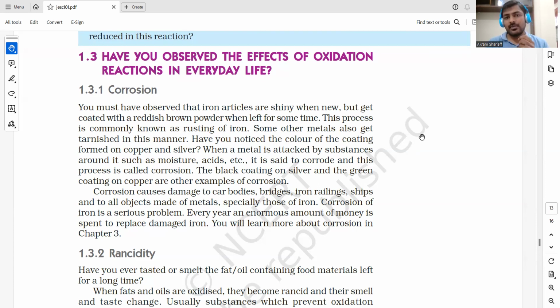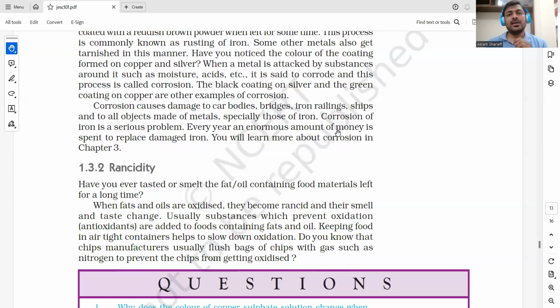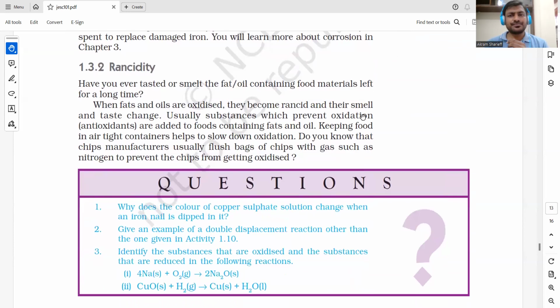Corrosion is causing a lot of damage to our cars, bridges, iron railings, ships, and to objects which are made of metal, especially iron. Corrosion of iron is a serious problem. Every year, an enormous amount of money is spent to replace the damaged iron. We'll see how to prevent it later on. Basically, you can galvanize it with zinc. We have some other techniques also. In the galvanization process, you coat iron with zinc to prevent rusting.